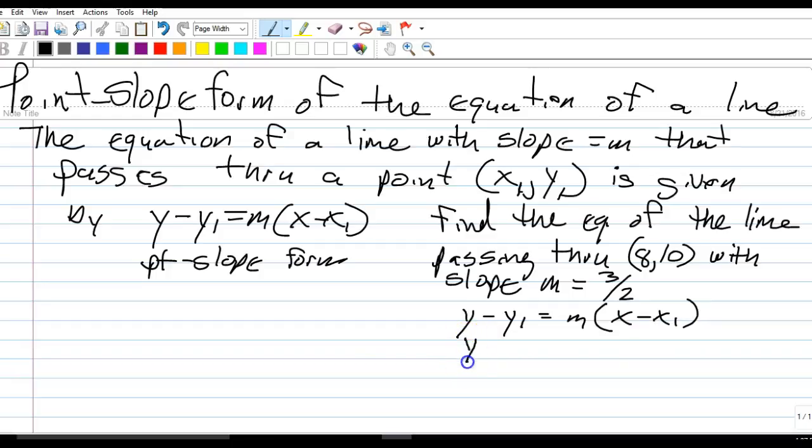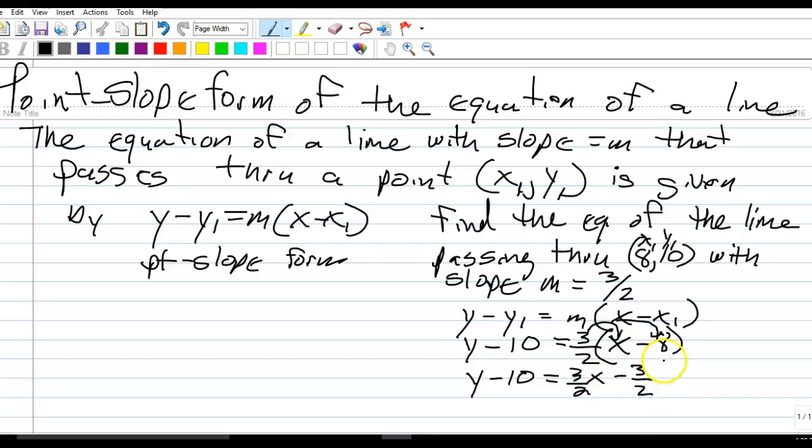So that's y minus y sub 1. Now this is x sub 1, and this is y sub 1. So y sub 1 is 10, so that's y minus 10. m, which is the slope, is equal to 3/2 times the quantity x minus x sub 1, which is 8. So I have y minus 10 is equal to 3/2 times the quantity x minus 8, and I've got to distribute my 3/2, so I multiply everybody inside parentheses by 3/2.